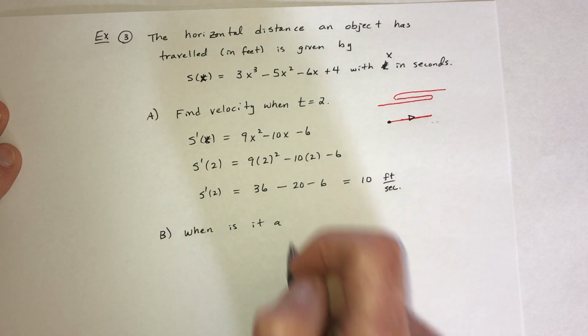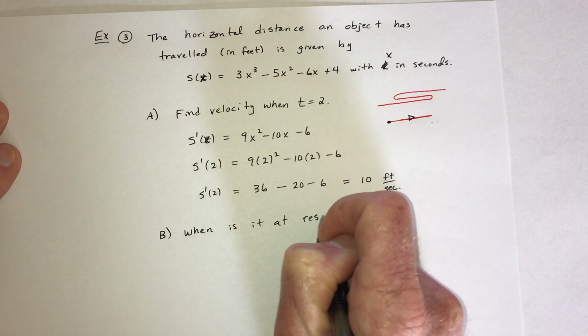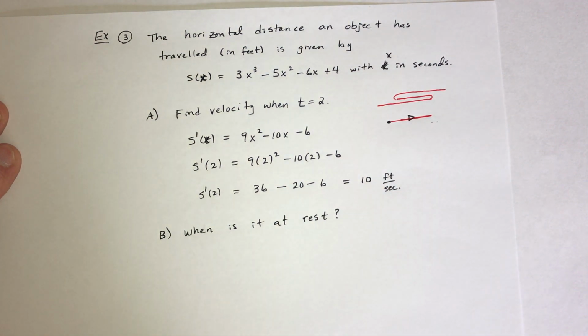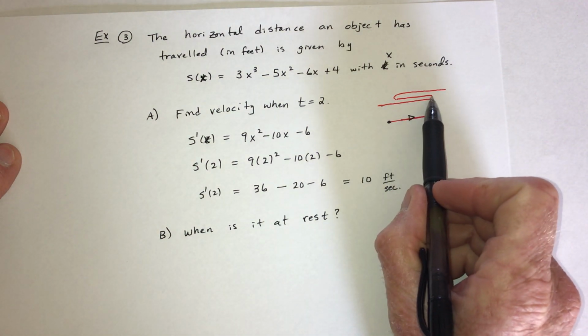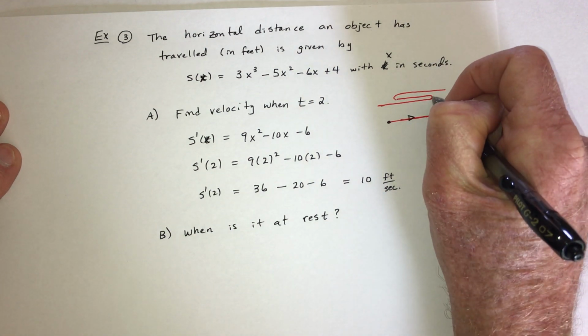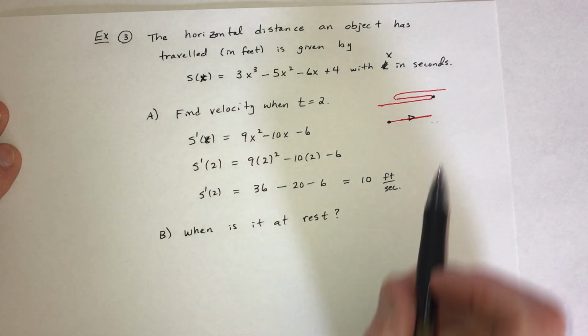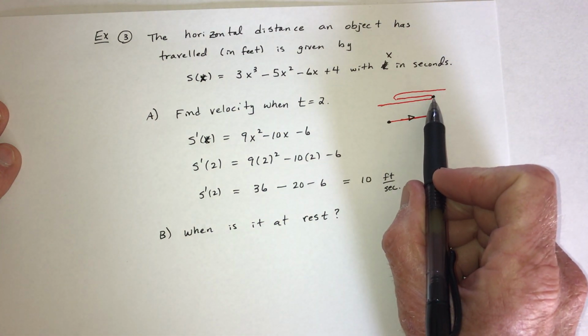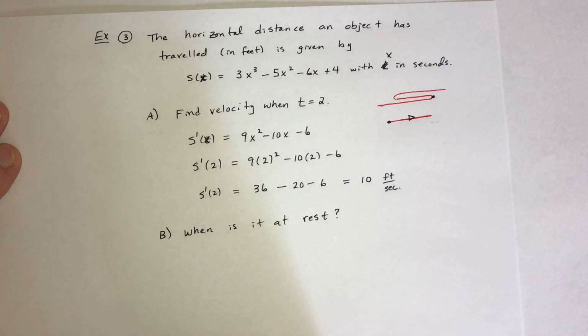Then for question B, when is the object at rest? So if it's going to go forward and then backward, then right there is when it would be at rest. Because at that point, it's not going forward and it's not going backwards. So it's taking just a fraction of a moment to turn itself around and then go the other way.